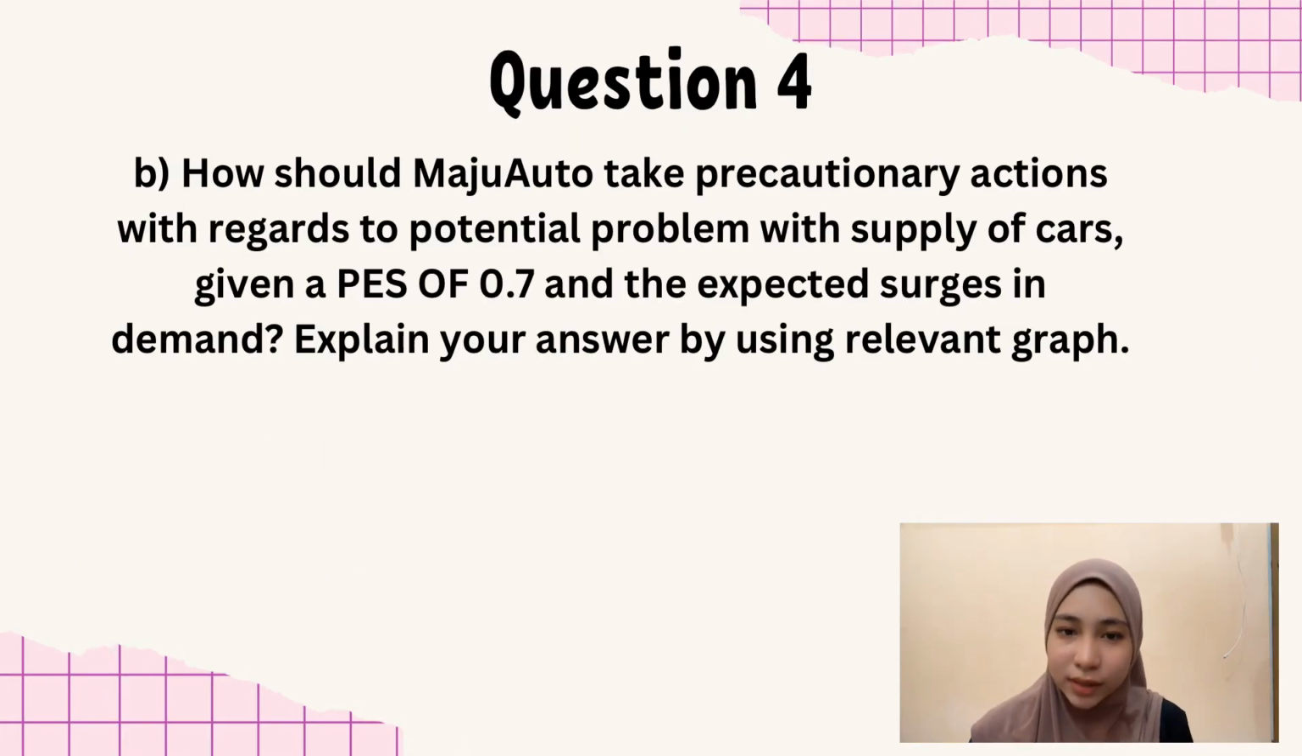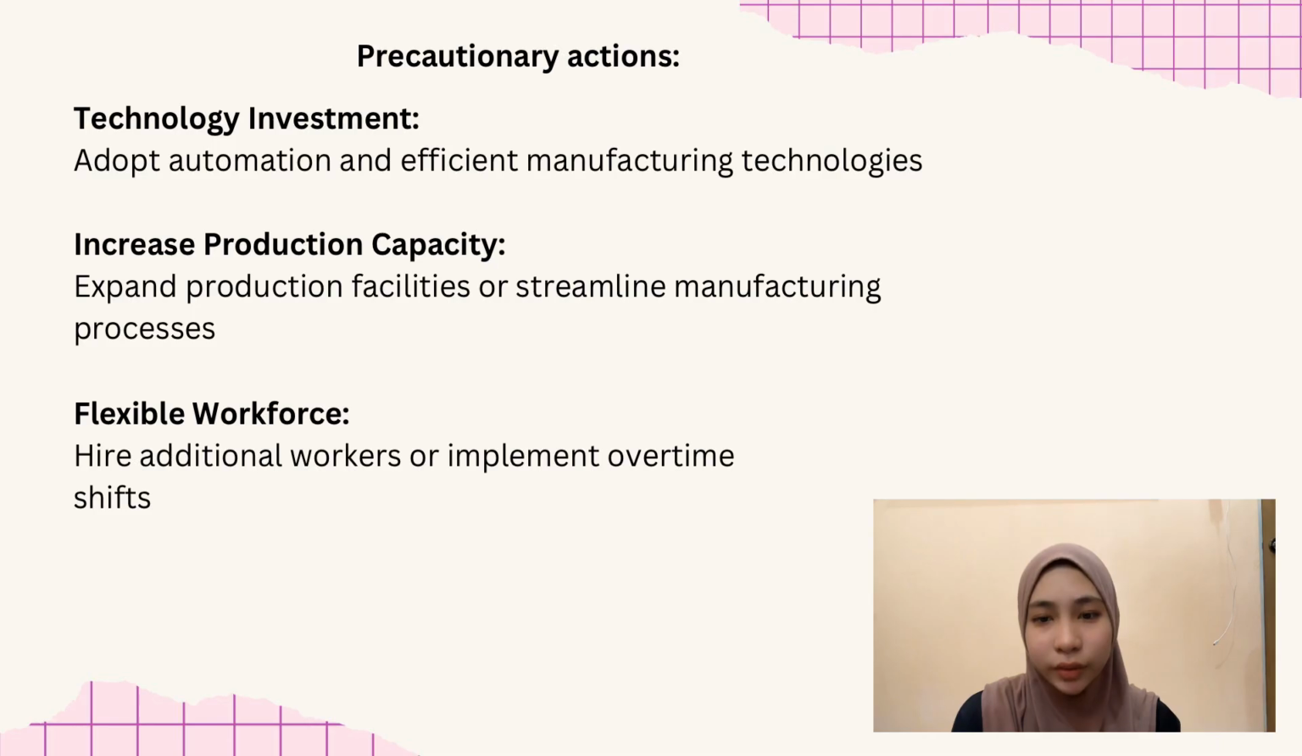Moving on to the next one: how should Maju Auto take precautionary action given a PES of 0.7 and an expected demand surge? Since the PES of 0.7 is inelastic, less than 1, Maju Auto will face challenges in quickly increasing supply when demand surges. This means they need to take proactive action to avoid shortage and price volatility. So, what precautionary actions can Maju Auto take?